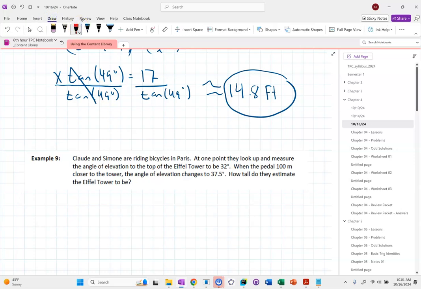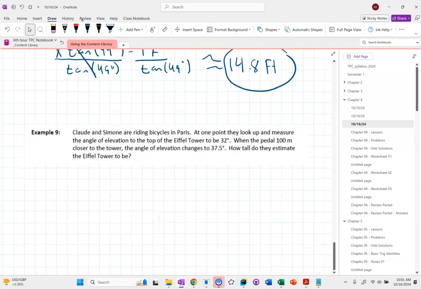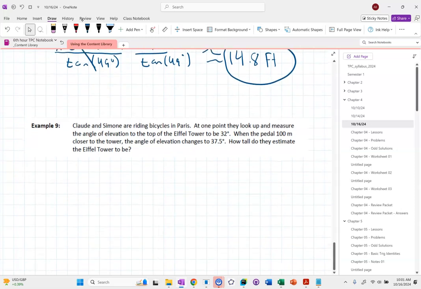Says here, Claude and Simone are riding bicycles in Paris. How romantic for them. At one point, they look up and measure the angle of elevation to the top of the Eiffel Tower to be 32 degrees. When they pedal 100 meters closer to the tower, the angle of elevation changes to 37.5 degrees. How tall do they estimate the Eiffel Tower to be?